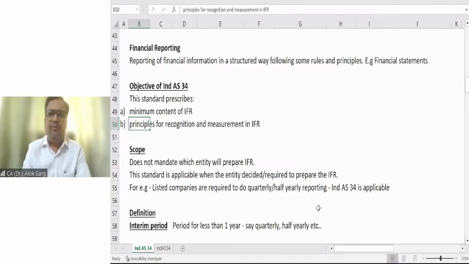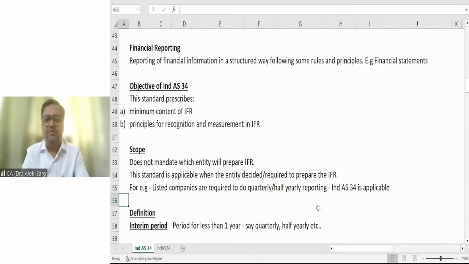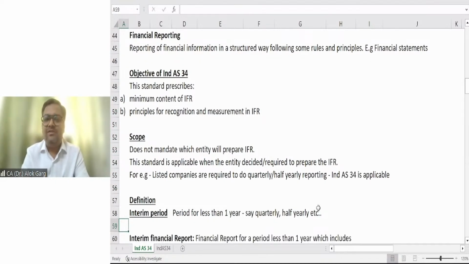Like Ind AS 1 was not providing any measurement and recognition related criteria, but this standard provides some recognition and measurement related criteria also. We will discuss this later on. Scope, I have already discussed. This standard does not mandate which entity should prepare interim financial statement. It says that if the entity is required by any law like SEBI regulations, or the entity voluntarily decides to prepare interim financial statement, then it will be applicable. But it does not say to whom it will be applicable, or that these entities should prepare interim financial statement.